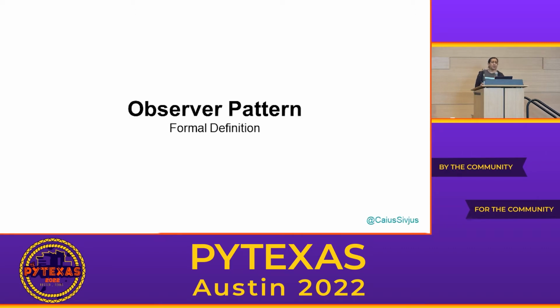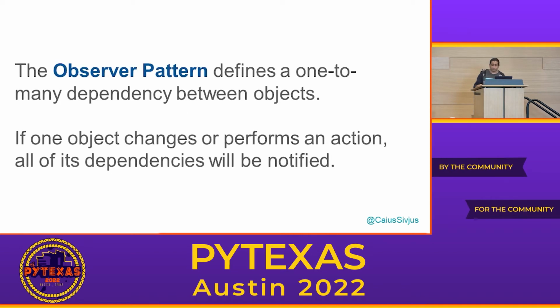As I mentioned, one of the big benefits of design patterns is that we define a common language for more effective communication. So let's take a step back and have the same discussion in the domain of design patterns and design pattern terminology. So let's go through that definition one more time. The observer pattern defines a one-to-many relationship between our objects. If one object changes or performs an action, all of its dependencies are going to get notified.